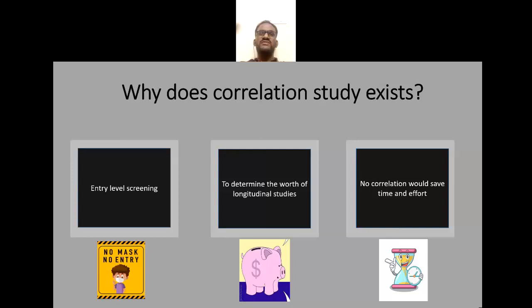First of all, we want to see whether there is any association at all between these two variables. If there is an association which has been consistent among various studies, then we have to go for a cause-effect relationship, establishing a cause-effect relationship. If there is no correlation at all, then we need not bother about cause-effect relationship. So these correlational studies can act as an entry-level screening and not as anything which has to do directly with your clinical practice per se.